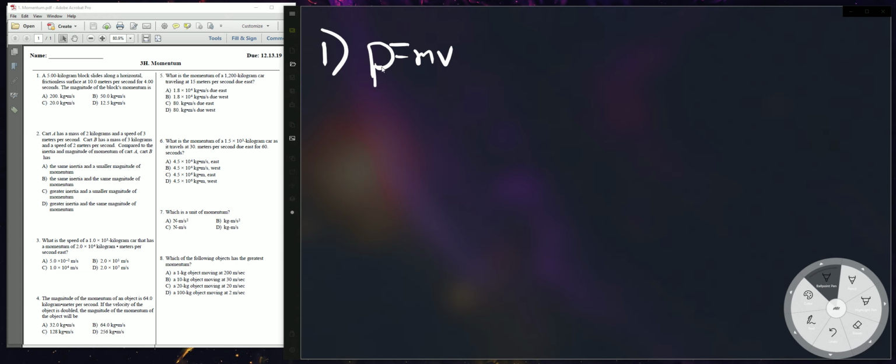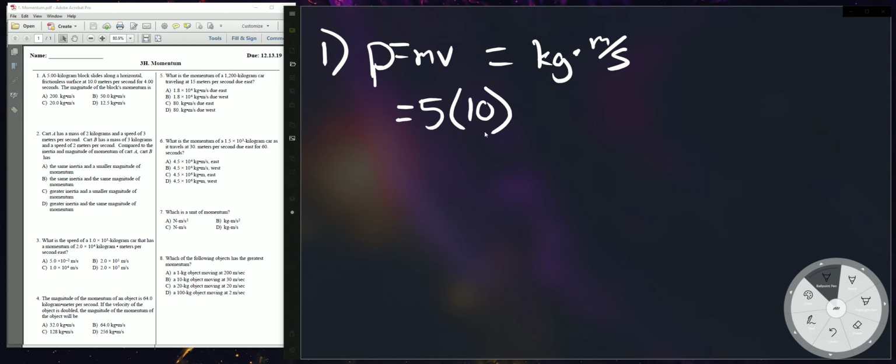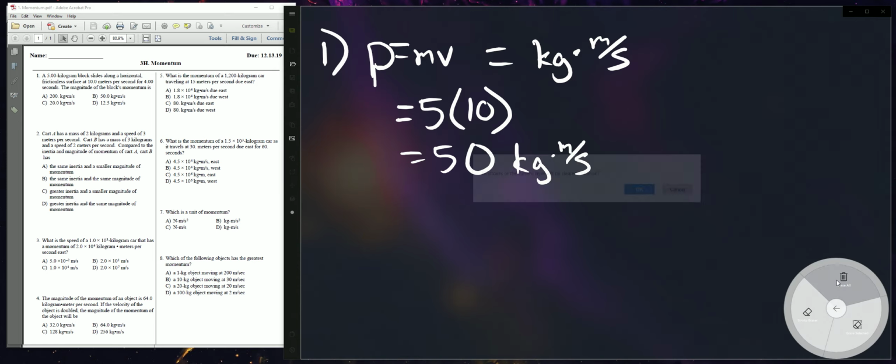Your momentum is mass times velocity, and that's measured in kilograms times meters per second. That's a unit. Well, if your mass is 5 and your velocity is 10, you get 50 kg·m/s. And that's your answer.